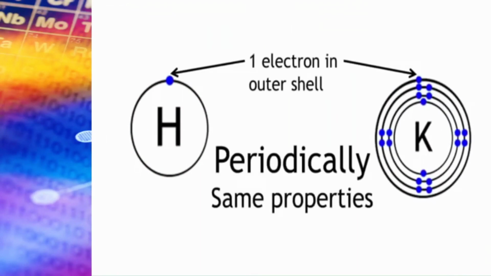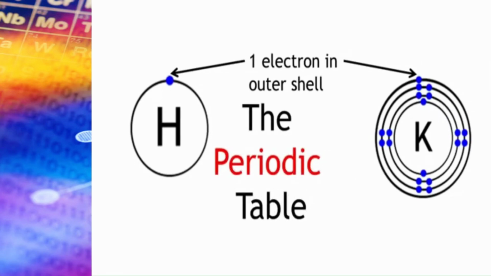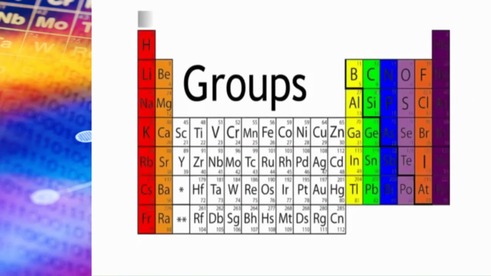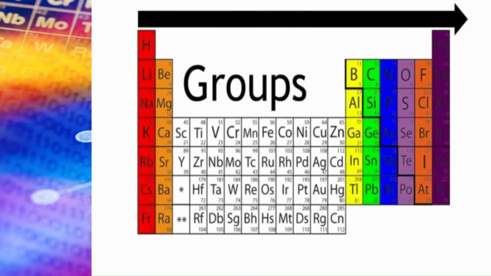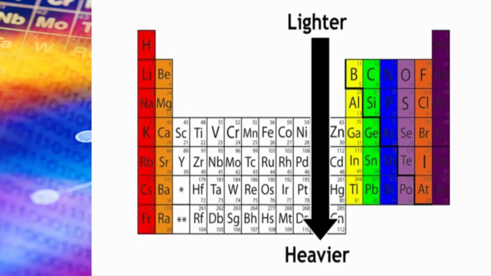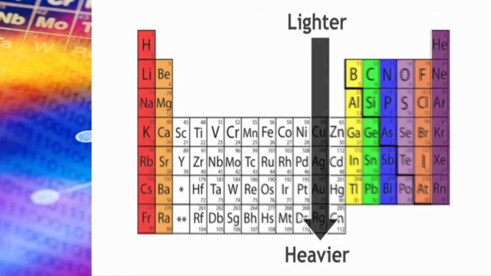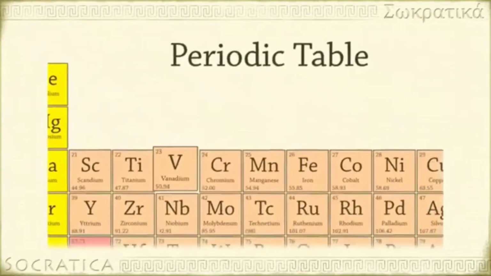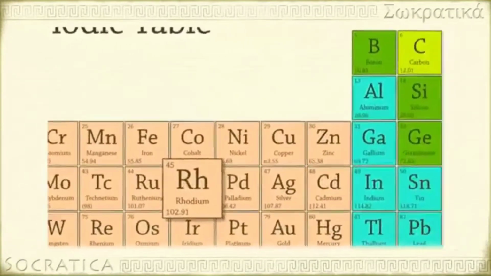Why is it called periodic? It's called periodic because the properties keep repeating themselves when you move either from left to right or from up to down. Now, when I say move from up to down, we call it a group, and when you move from left to right, we call it a period. The elements are always arranged from the lighter one to the heavier one, either from left to right or up to down.